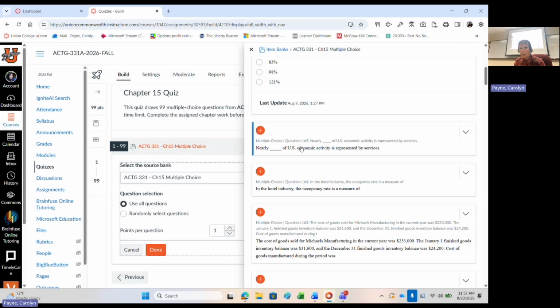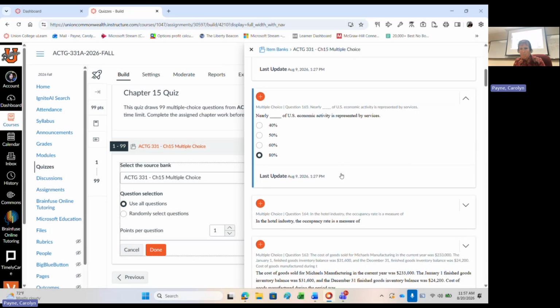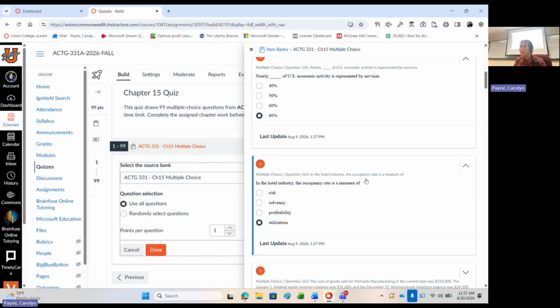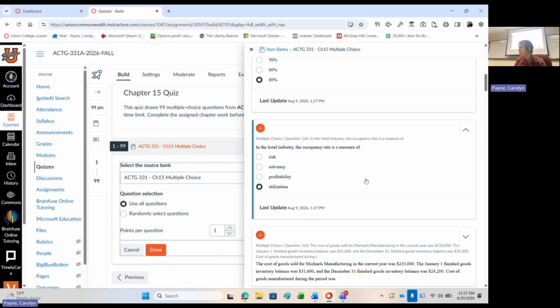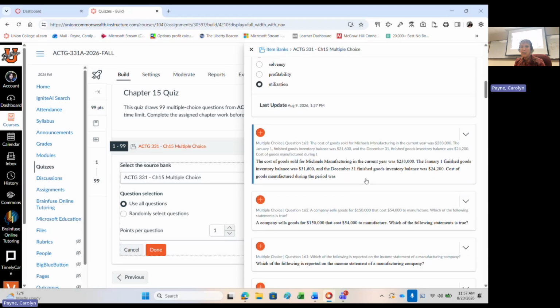All right, number three. Some kind of statistical thing, 80%. Whatever that means. All right, what's next? Here's another one. Hotel industry occupancy rate is the measurement of utilization, how much the hotel is being utilized. All right, so then let's see what this one says.